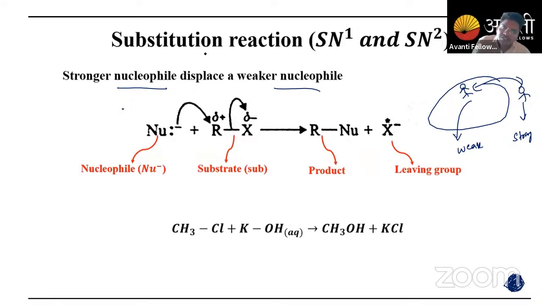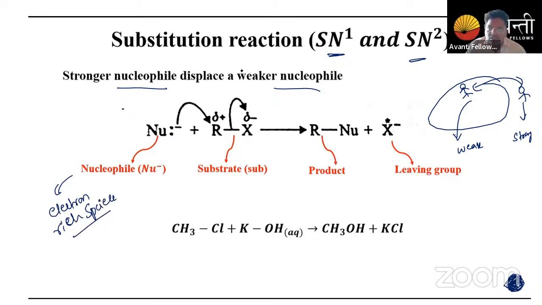Similarly, in a substitution reaction, especially SN1, that is nucleophilic substitution. What is a nucleophile? A nucleophile is simply an electron rich species. Electron rich species means it has more electrons for donation. That is why we call it an electron rich species. Examples are CN-, OH-, and OCH3-. So these are some of the nucleophiles.